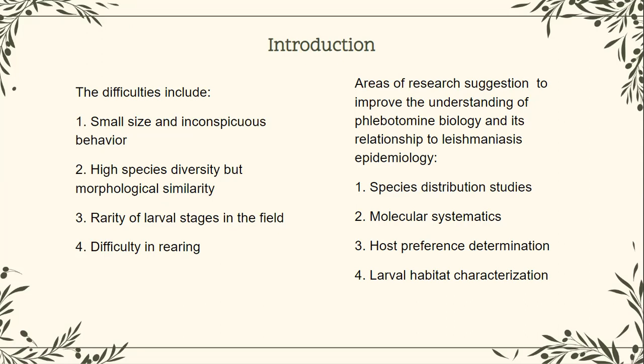So the text suggests 4 areas of research to improve our understanding of phlebotomine biology and its relationship to leishmaniasis epidemiology. These are species distribution studies, molecular systematics, host preference determination, and larval habitat characteristics.